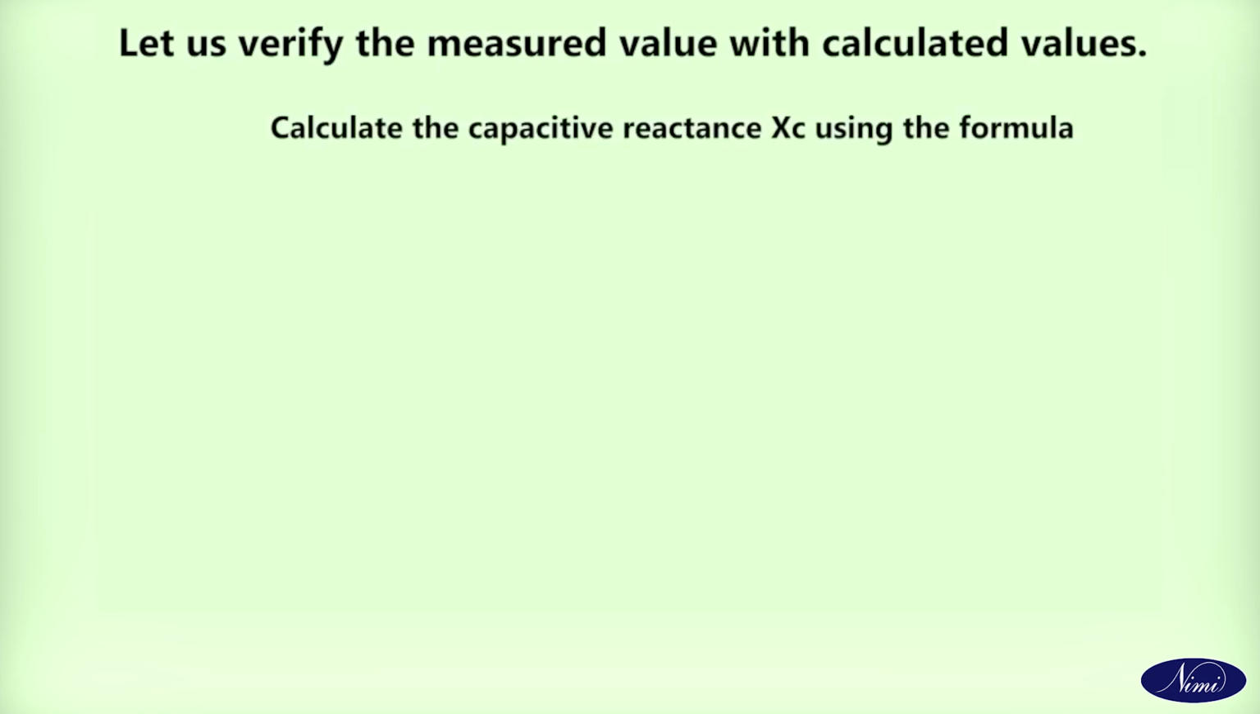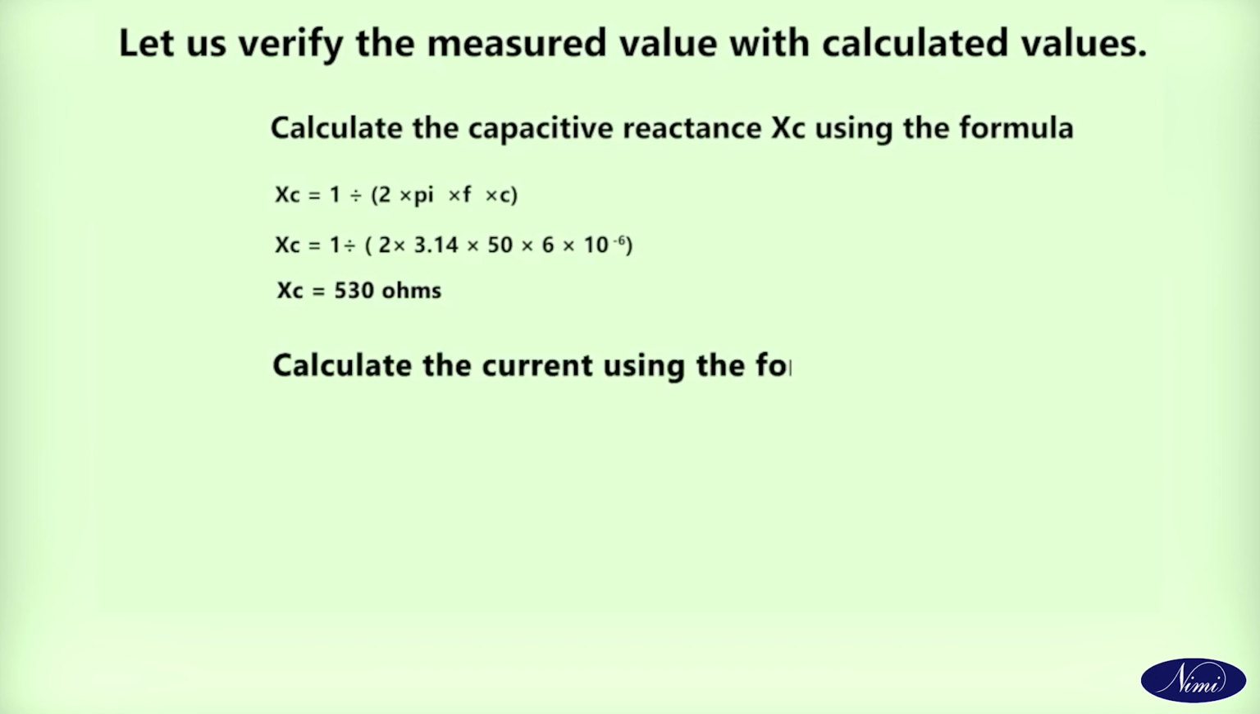Calculate the capacitive reactance Xc using the formula Xc is equal to 1 divided by 2 into 3.14 into 50 into 6 into 10 raised to the power of minus 6. Xc is equal to 530 ohms. Calculate the current using the formula I is equal to V by Xc. I is equal to 240 by 530. We get it as 0.45 amps or 450 milliamperes.